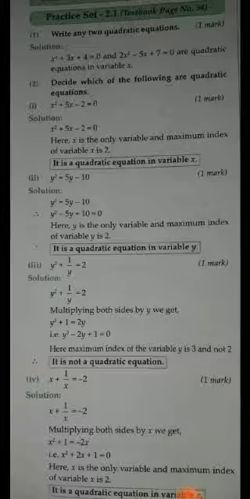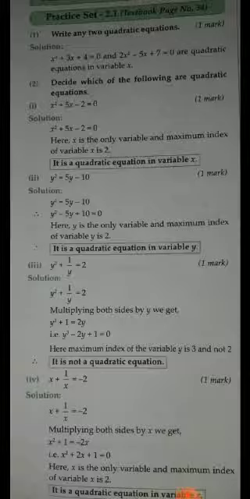Now your next question is decide which of the following are quadratic equations. Here you have to decide whether the given equations are quadratic equations or not. So how do you decide? See, the first question is x square plus 5x minus 2 is equals to 0. Easily you will come to know that this is a quadratic equation. Why? Because here the maximum index of variable x is 2. The next question is y square is equals to 5y minus 10. Even this you can easily recognize that this is a quadratic equation. Why? Again the index of variable y is 2.